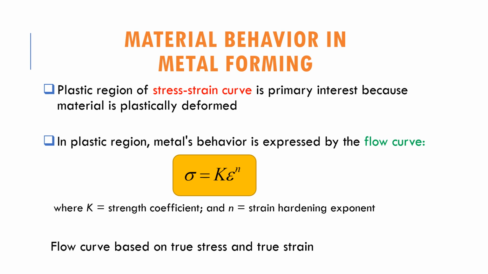The topic that we're going to discuss is the material behavior in metal forming. Since the material will go through plastic deformation, the stress strain curve will be the primary interest in this subject. Okay, so in the plastic region, metal behavior is expressed through the flow curve, which is given by this equation, where sigma equals K epsilon to the power n. K is the strength coefficient and n is the strain hardening exponent. The flow curve is based on true stress and true strain.